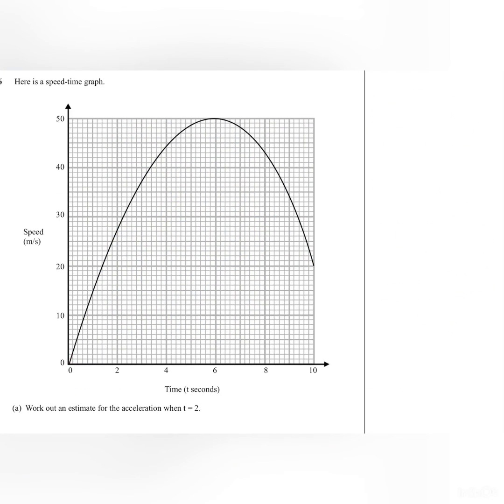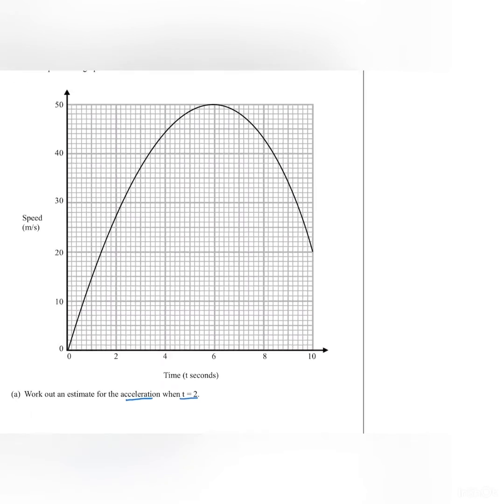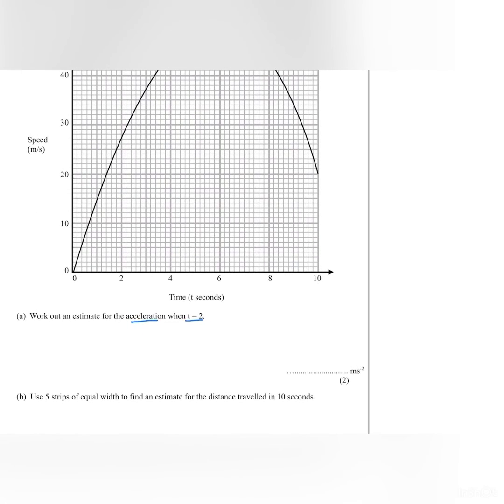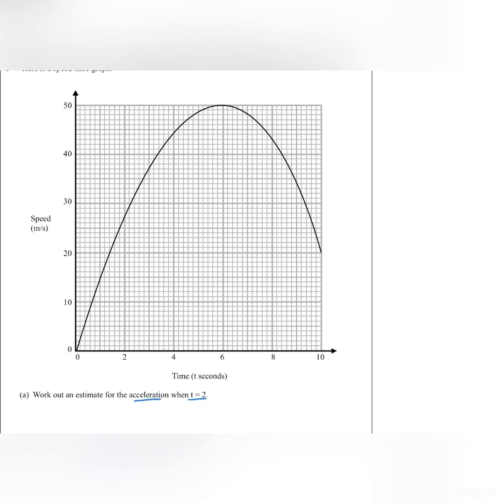Okay, it says here is the speed time graph, and work out the estimate for the acceleration at t equals 2, or when time is 2 seconds. And then it says use 5 strips of equal width to find an estimate for the distance travelled in 10 seconds. Okay, now the first part is the acceleration, we said earlier, it equals the gradient.